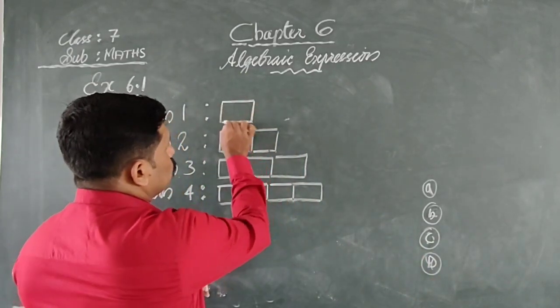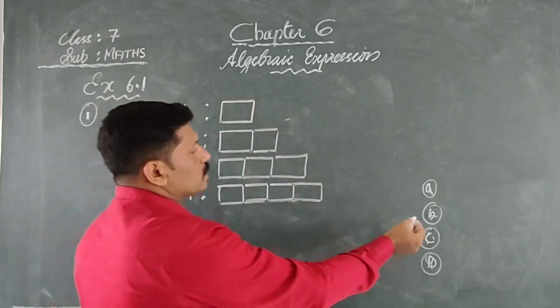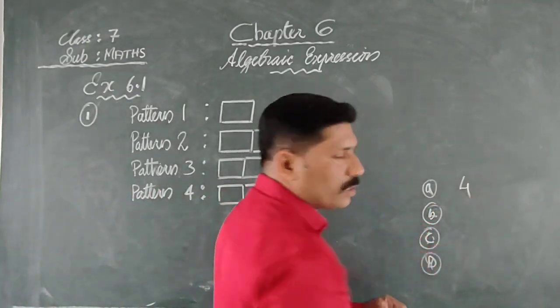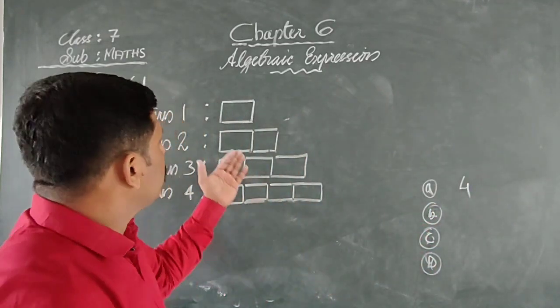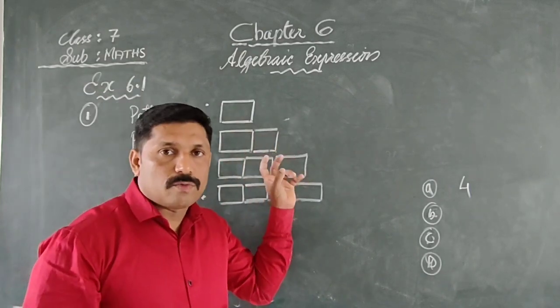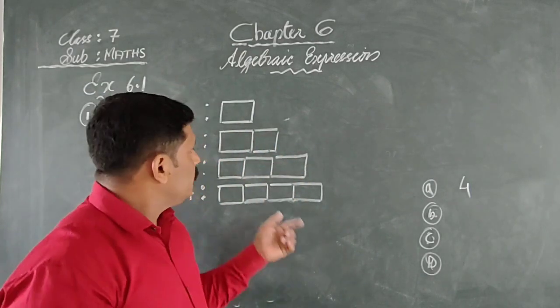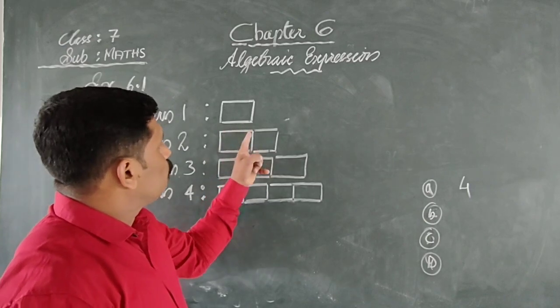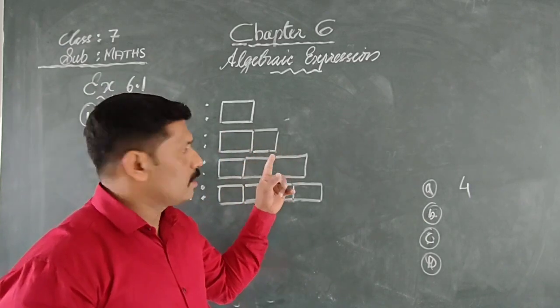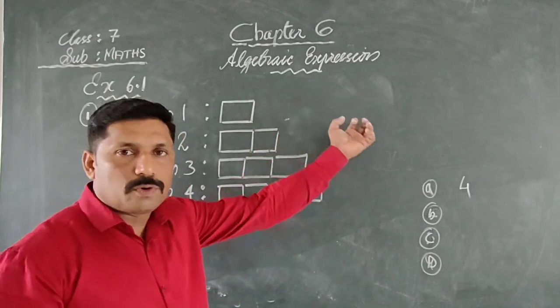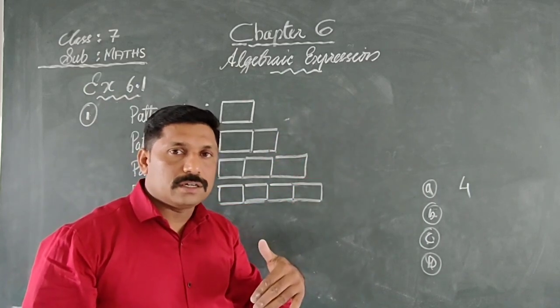We can count 1, 2, 3, 4. So the first answer is 4 line segments needed for making one figure or one such pattern. And next you can see that for 2 such figures, if 1 is 4, then 8 should be needed.